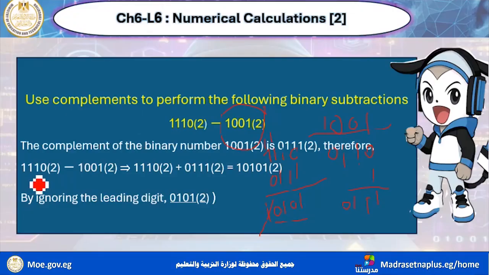Correct? 1, 1, 1, 0 minus 1, 0, 0, 1 is equal to 1, 1, 1, 1 plus 0, 1, 1, 1. The complement we have calculated here. When we add them together, it will result to 1, 0, 1, 0, 1. And by ignoring this one, the result will be correct as we did.